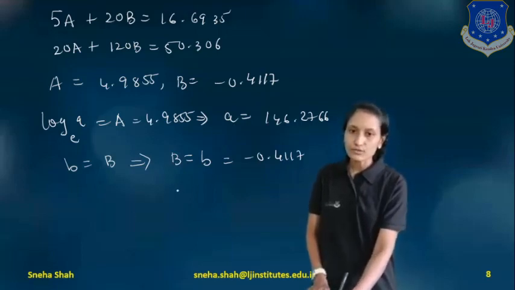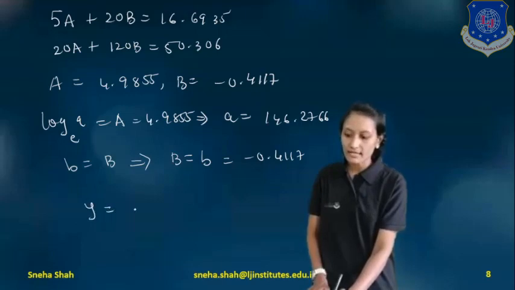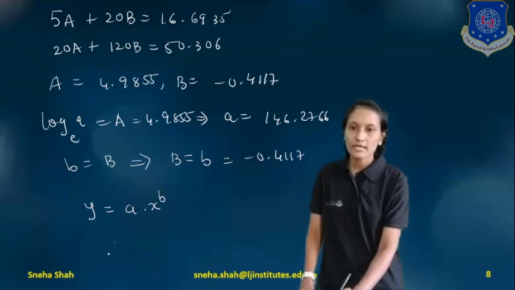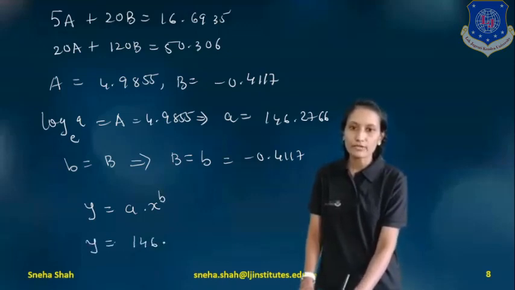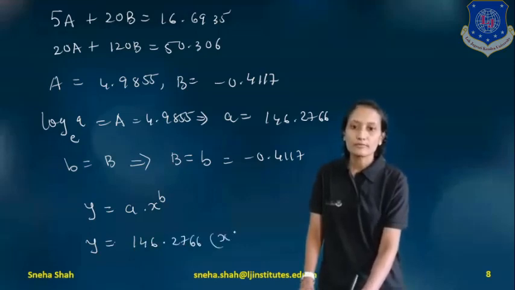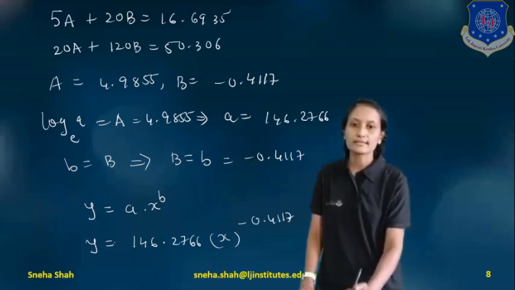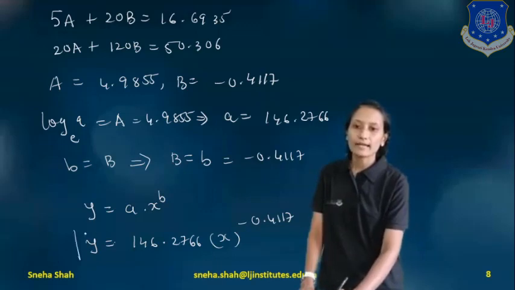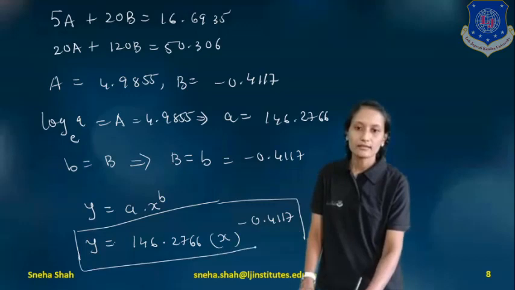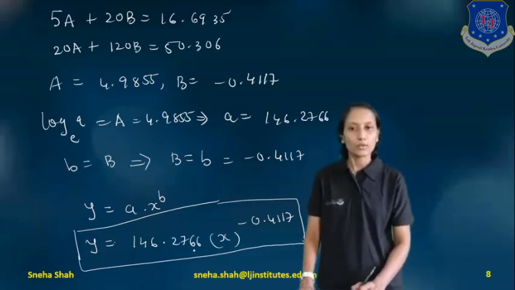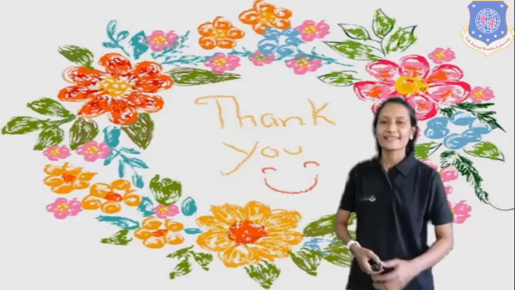If we put these two values in the equation y equals a into x raised to b, the final answer will be y equals, instead of a, we take 146.2766 x raised to b. Now what is the value of b? B equals minus 0.4117. So this way we can fit the curve in the form of any geometric equation. Thank you so much.